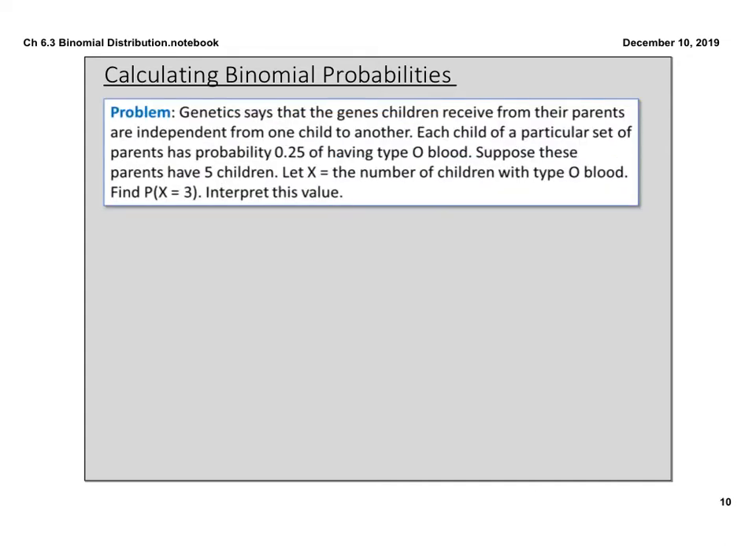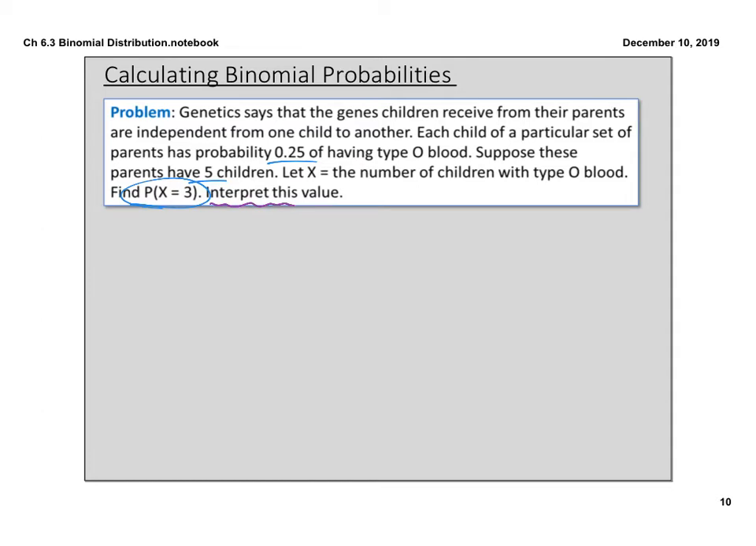All right, so let's do one. It says genetics says the genes, blah, blah, blah, 0.25, have 5 children. Same example. Here we go. Let X equal the number of children with type O blood. Find the probability of X equaling 3. And then interpret, always our favorite. That means write something out, some sort of concluding statement.